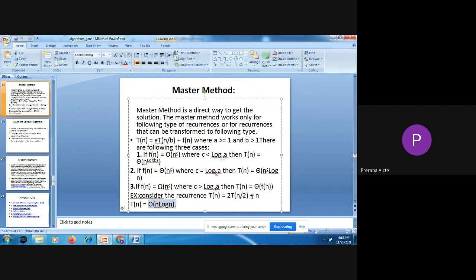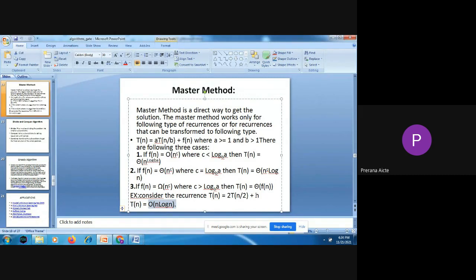So that the time complexity for this recurrence relation is n log n అయింది. So f of n form అనేది n power c form లో ఉండాలి. And you have to check whether c is less than, equal to, or greater than log a base b అనేది check చేసుకొని depending on that you have to write the time complexity. If c less than log a base b, time complexity is n power log a base b. If c equal to log a base b, time complexity is going to be n power c log n. If c is greater than log a base b, then time complexity is going to be f of n.